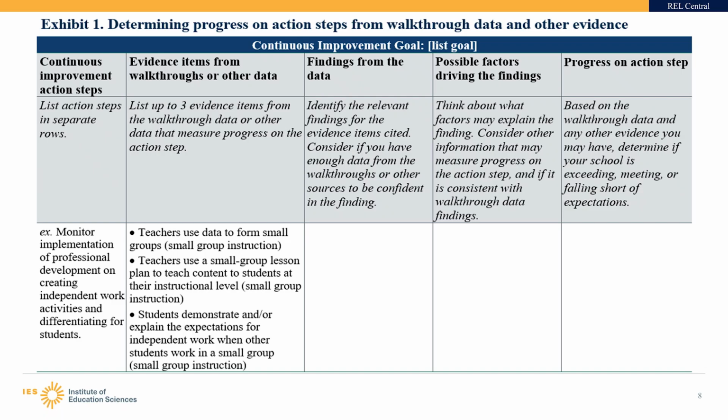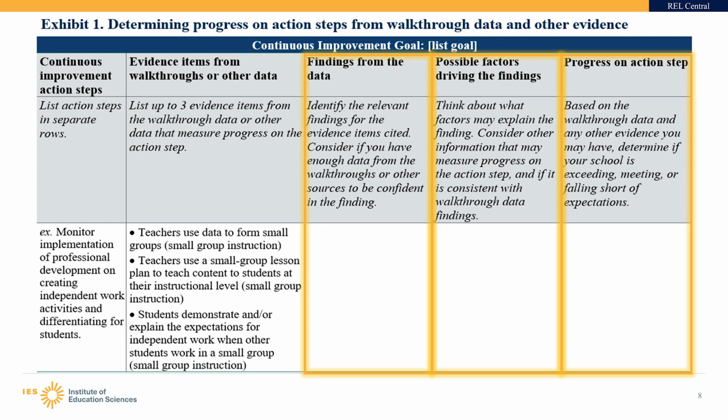The first table, Exhibit 1, found on page 4 of the document, is a tool to help principals explore what their walkthrough data mean for their school's progress on continuous improvement action steps. To use this table, principals complete the first column using the action steps from their continuous improvement plans. Next, principals identify items assessed during walkthroughs that can inform progress on those action steps. In the final three columns, principals identify the relevant findings from their data summary, consider what's driving those findings, and assess progress on the continuous improvement action step.